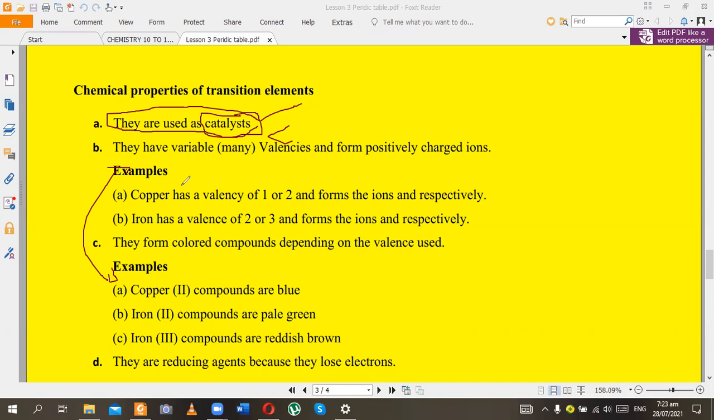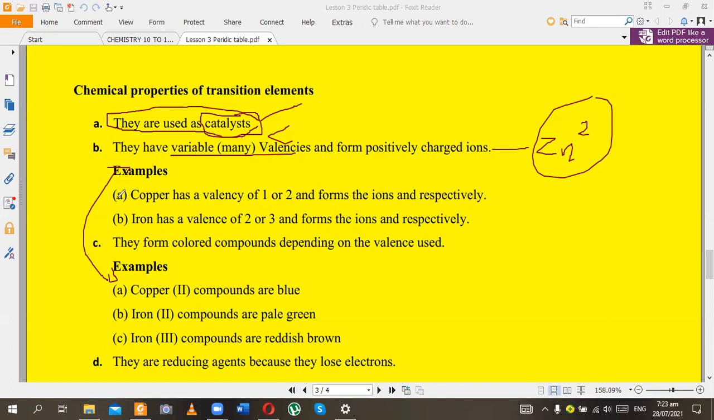So these guys have variable valences. They have more than one, except for zinc. Zinc has the valence of 2 only. So at times they ask, name a transition element that has a fixed valence. Please do not hesitate to go for Zn, which is zinc. So I was saying they've got variable valences, and each valence has its own color.